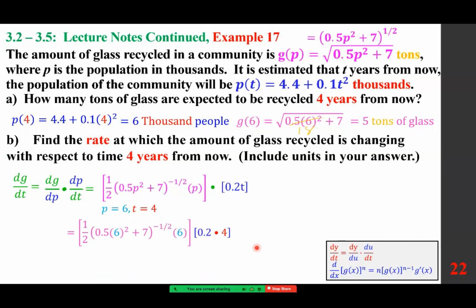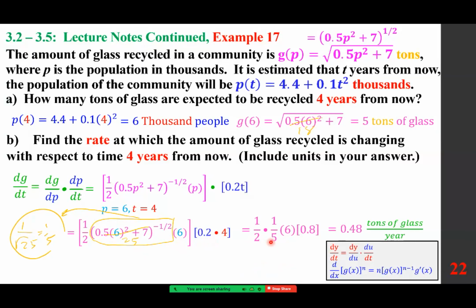I've shown you the evaluation before. As you recall, this is 25 from here, class. This is 25. 25 to the power of negative 1/2 means 1 over the square root of 25, which means 1 over 5. So this part, okay? So 1/2 times 1/5 times 6 times 0.8. And this is 4.8 divided by 10, which is 0.48 tons of glass per year. Tons of glass per year.